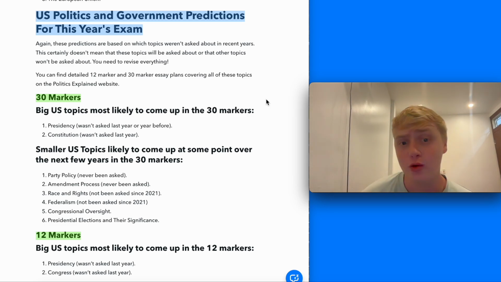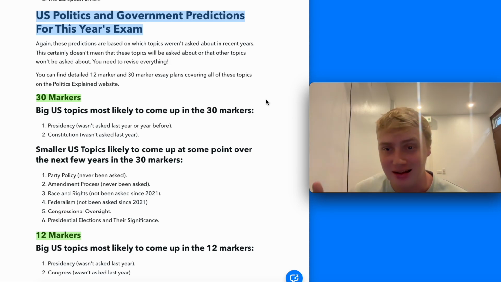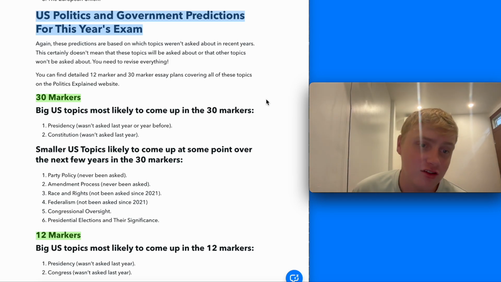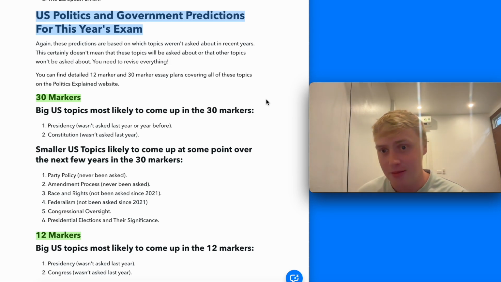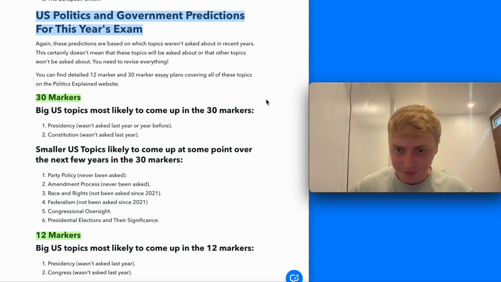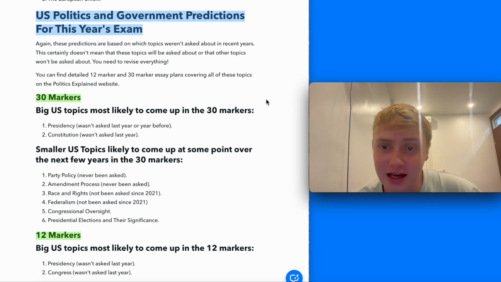And there's some smaller US topics likely to come up at some point in the next couple of years because they've never been asked about. And that could be party policy, looking at the Democrats and the Republicans. It could be comparing them or looking at one of them specifically. The amendment process, which has never been asked about, but is a really interesting, deep topic which you've probably studied in a lot of detail. And some really interesting questions that could get asked about that.